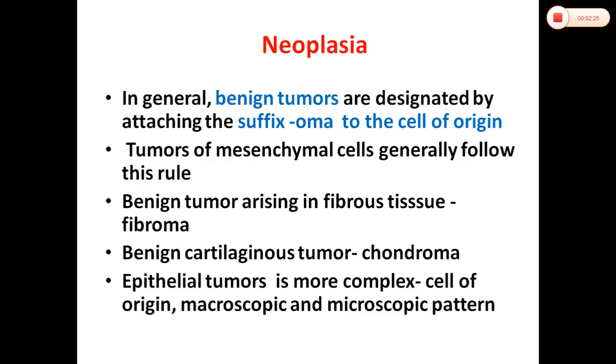In general, benign tumors are designated by attaching the suffix "oma" to the cell of origin. Tumors of the mesenchymal cells generally follow this rule. A benign tumor arising from the fibrous tissue is known as fibroma, and a benign cartilaginous tumor is known as chondroma. The nomenclature of epithelial tumors is more complex, and it is derived based on the cell of origin as well as macroscopic architecture and microscopic pattern.